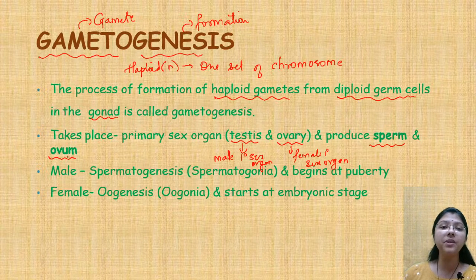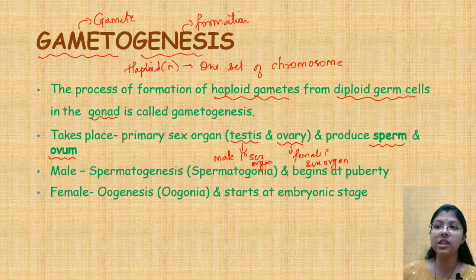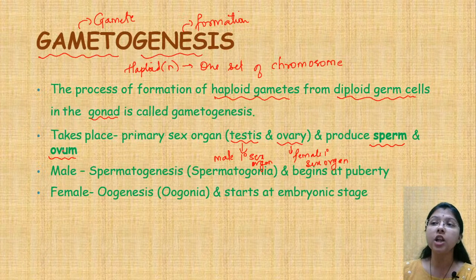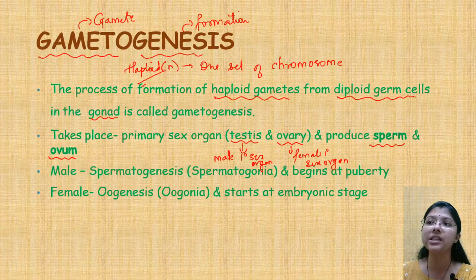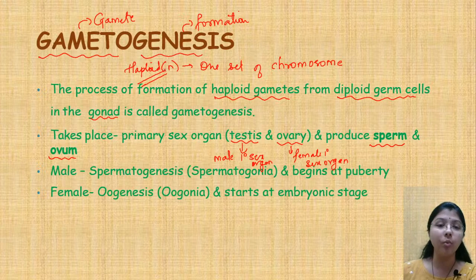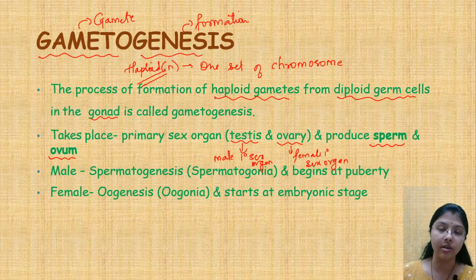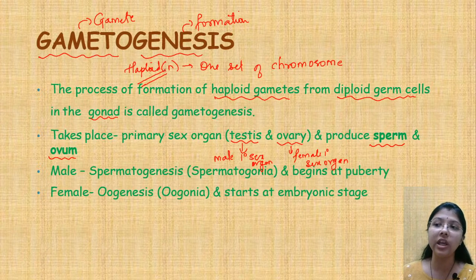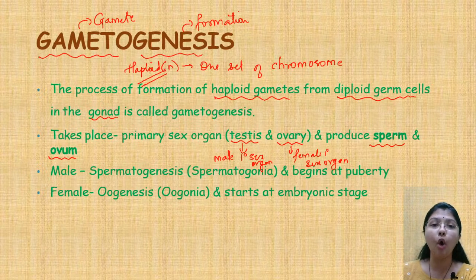Now, always keep in mind that gametogenesis, the process of formation of these gametes, is separate in males and females. Two things that you need to remember here: gametes will always be haploid, because they have only one set of chromosomes, and the organs responsible for the formation of these gametes are the primary sex organs, that is testis in males and ovary in females. Now, since the type of gamete produced is different in male and female, the processes involved in formation of the gametes will also be different.